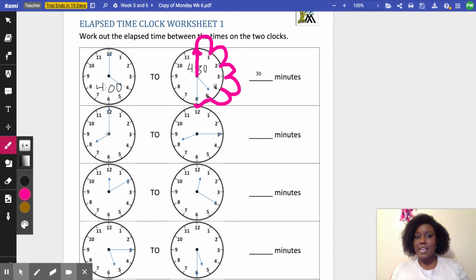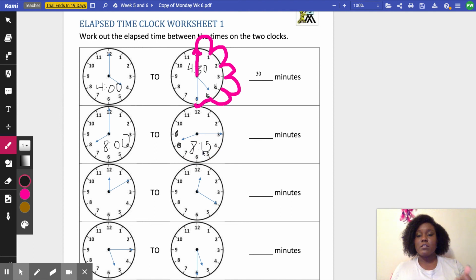It says 8 o'clock. So inside my first clock, because the hour hand's pointing at the 8 and the minute hand's pointing at the 12, this is 8 o'clock. My next time is between the 8 and the 9. It's still 8, so it's 8:15.